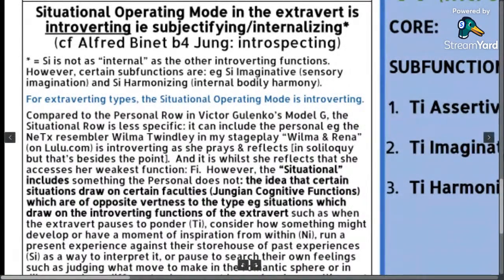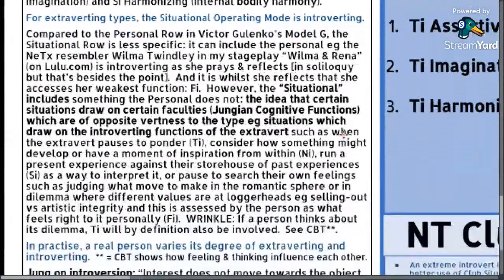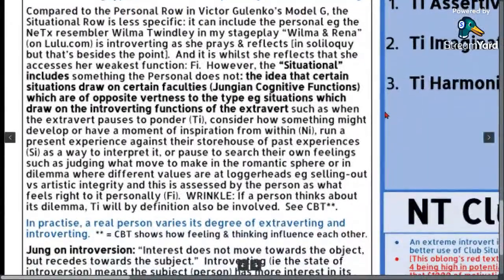Right, compared to the personal, if you're familiar with Model G, this is just a comparison. Compared to the personal row in Victor Gulenko's Model G, the situational row is less specific. It can include the personal. Here we go with Wilma. E.g., the NETX resemble Wilma Twindley in my stage play Wilma and Rena on lulu.com, linked in the description. The first act is free. You just go to the flow page, and it's one of the options to download the PDF of it.